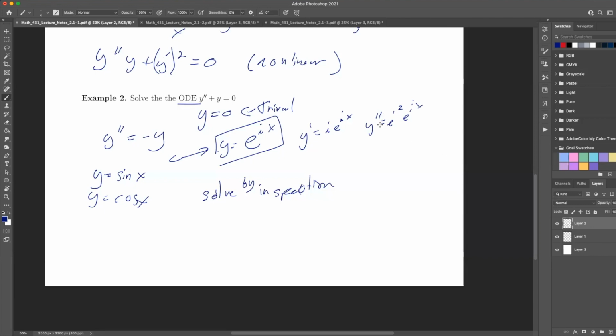So here, this is y double prime equals i squared e to the ix. And so that's equal to negative e to the ix. So that satisfies this. Does anyone know, just while we're talking about it, let me look this up.